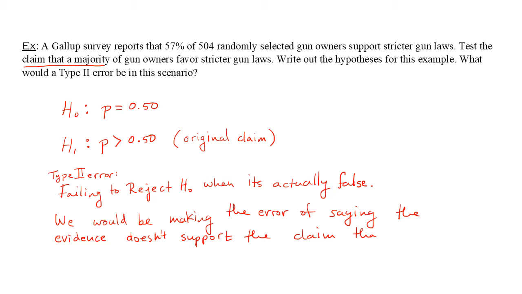So we would be making the error of saying the evidence doesn't support the claim that the majority of gun owners favor stricter gun laws, when in fact they do.